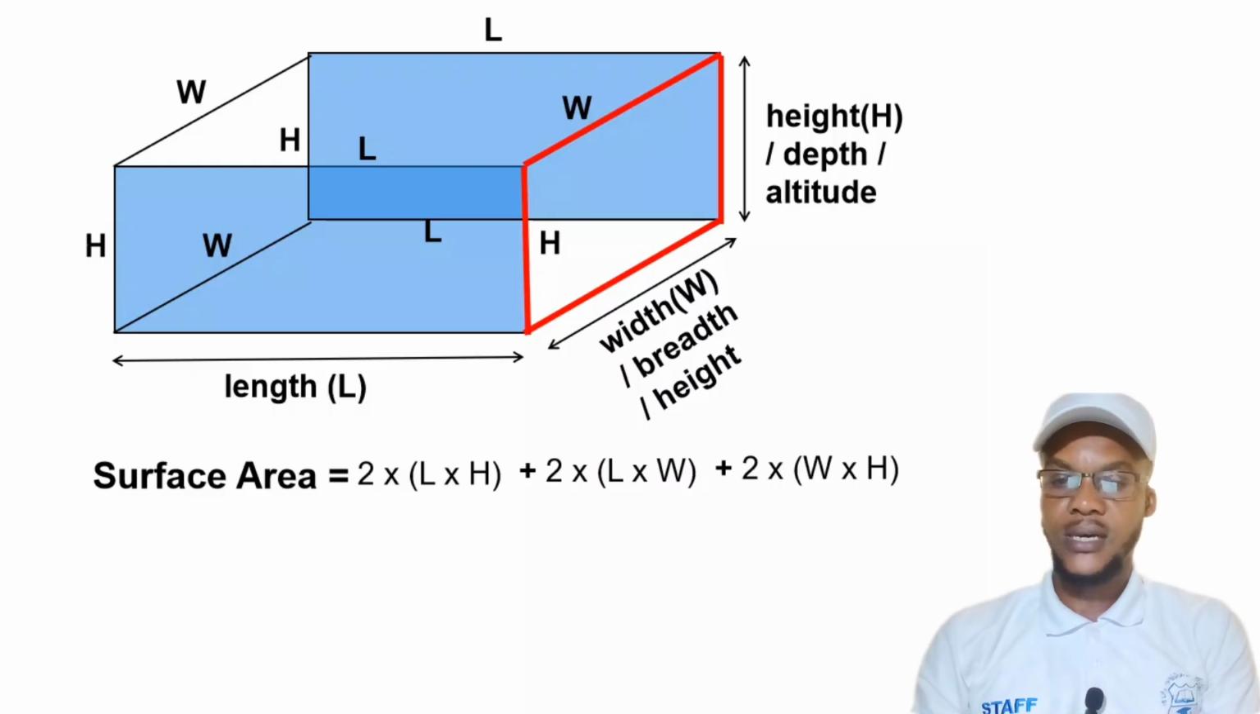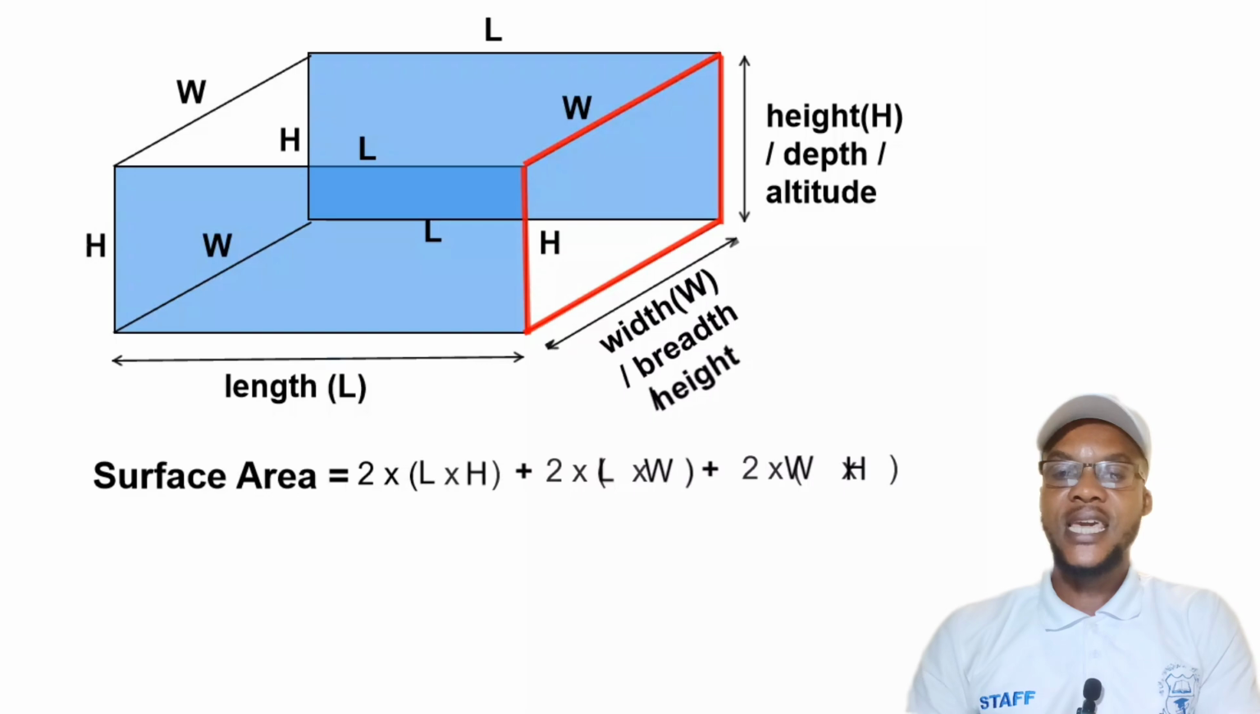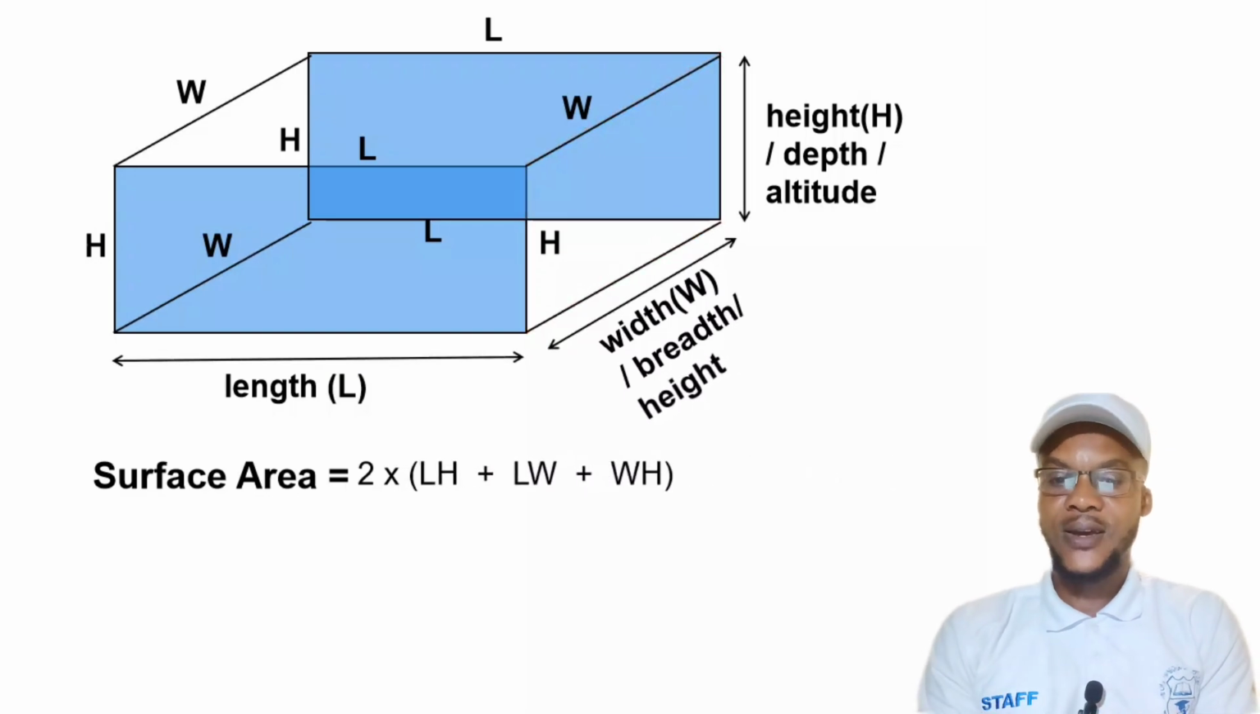Okay, now let's look at how to find the volume. As we said, the volume is just what? Multiplying what? The area of the base of the prism by the height of the prism. Okay, so it's very, very easy.